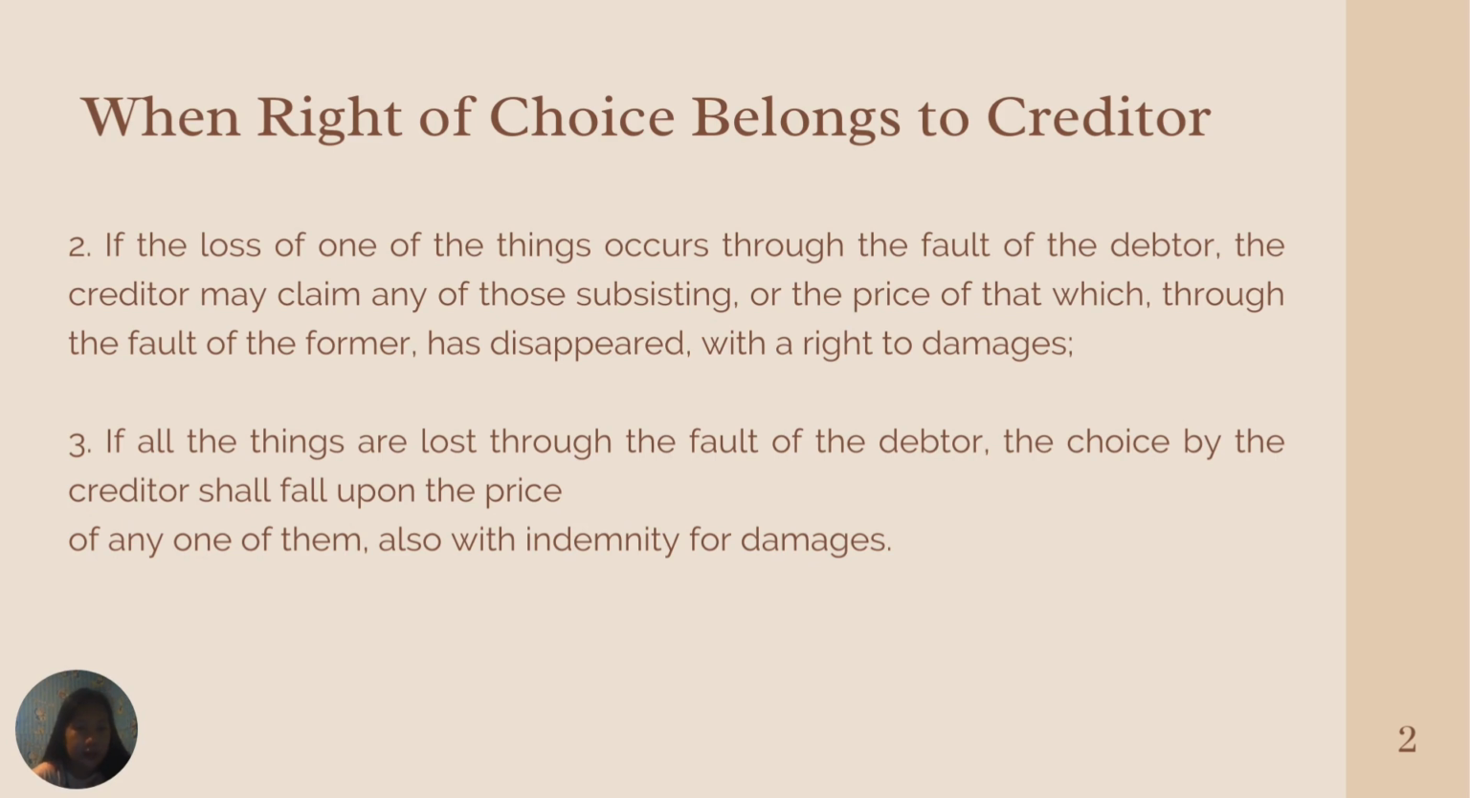Okay? So the same rule shall be applied to obligations to do or not to do in case some or all of the prestations should become impossible. So in alternative obligations, the right of choice, as a rule, belongs to the debtor. Nevertheless, the debtor may expressly give the right of choice to the creditor. In such a case, the provisions which with respect to the debtor are laid down in the preceding article shall be applicable to the creditor when the right of choice is given to him. So before the creditor makes the selection, the debtor cannot incur delay.